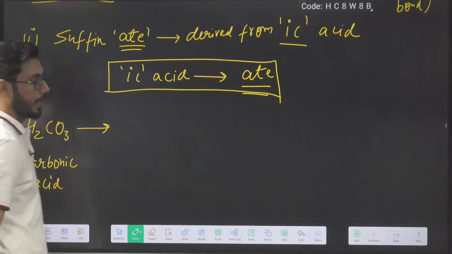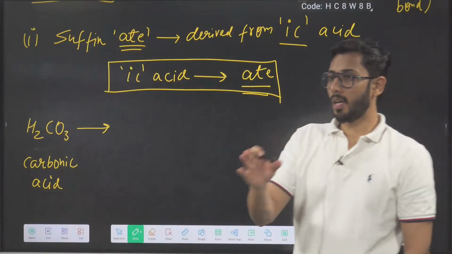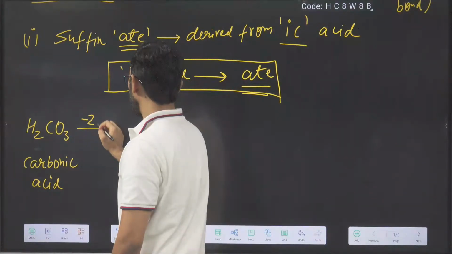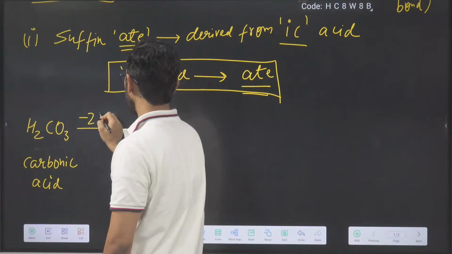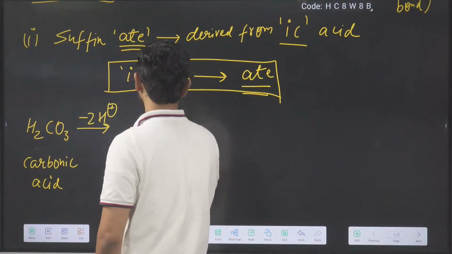What's the name? H2CO3 is carbonic acid. So here, directly I'm writing minus of 2H plus, it becomes CO3 2 minus.